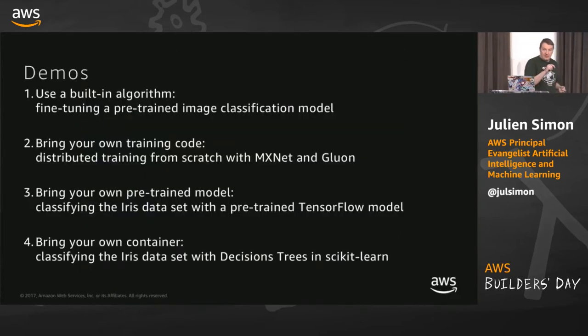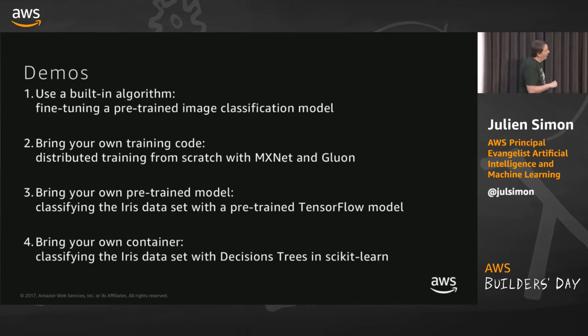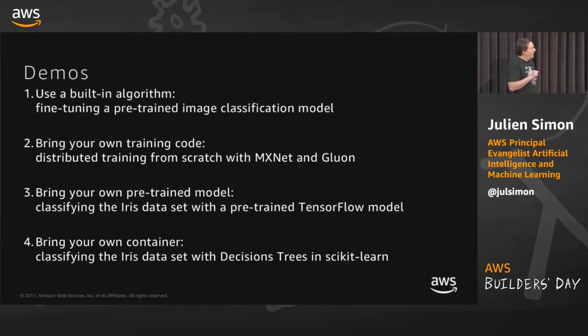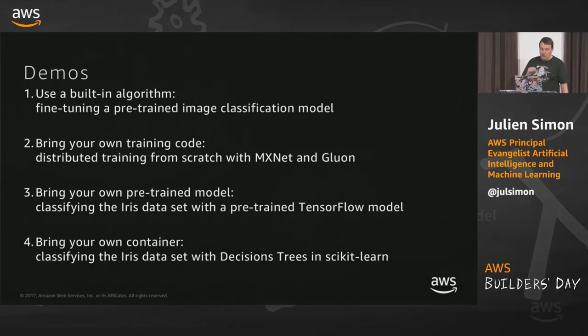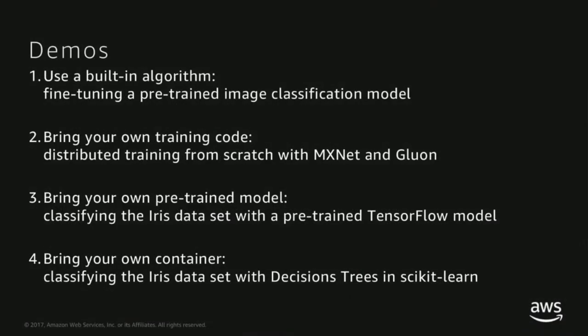All right, so let's get to demos. I want to show you four different things, which I think are illustrations of the four main ways you can use SageMaker, the four main use cases that I see. The first one is using a built-in algo. I'll show you the collection that we have today.